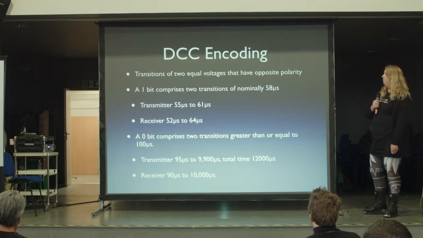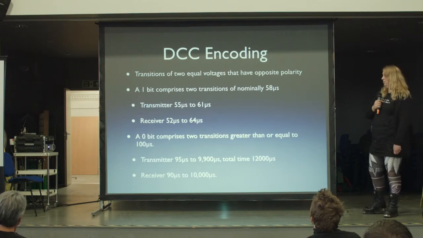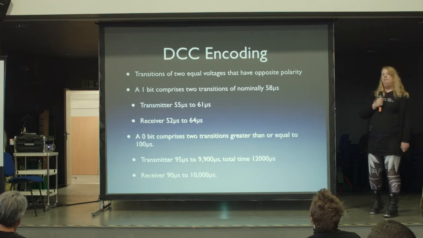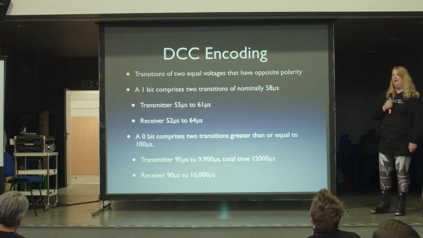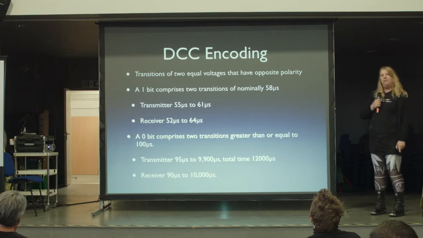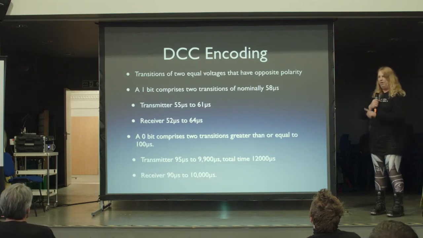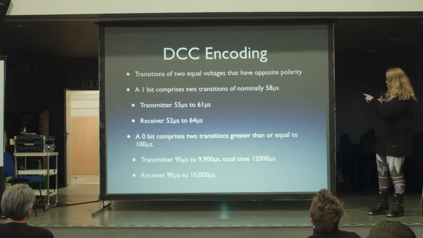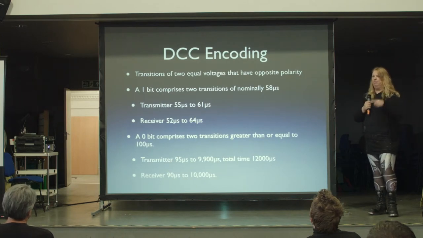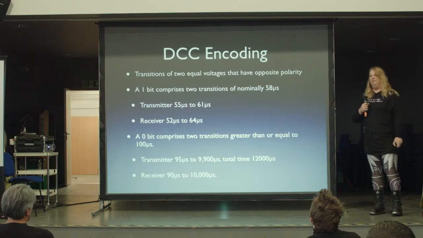Transitions of two equal voltages. Bits are determined by the length of the pulse. And the reason for that is a marvelous hack. These systems can drive one train locomotive that doesn't have a decoder, because if you play with the bit length, you can do PWM on it. And that's why it flips between the positive rail and the negative rail and not just ground and positive. So you can actually reverse the average voltage over the track.